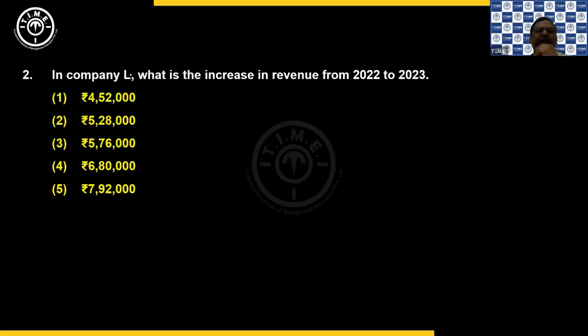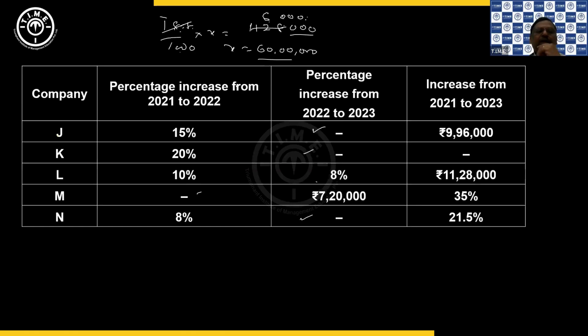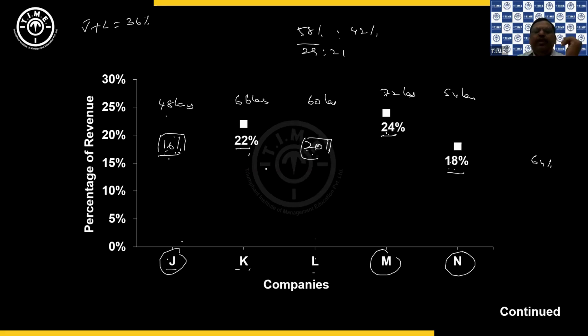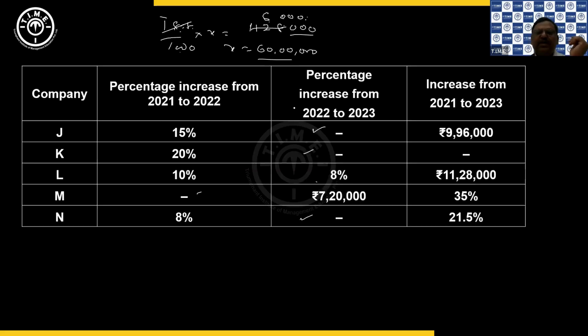In company L, what is the increase in revenue from 2022 to 23? If you look at L 22 to 23, what is the revenue increase? Now you know L is 60 lakhs. 60 lakhs, you can see, what is 10%? 10% of 60 lakhs is 6 lakhs in 2021 to 22.